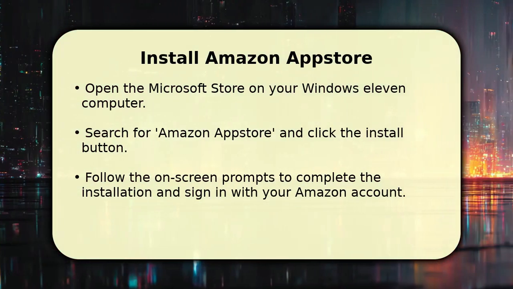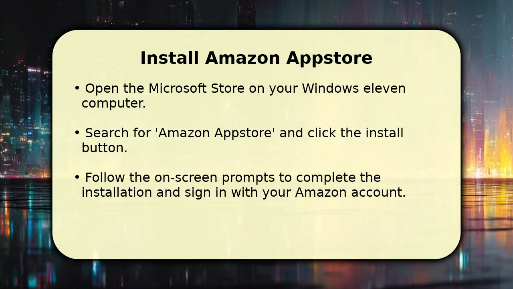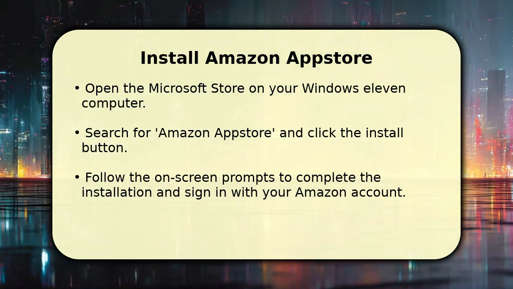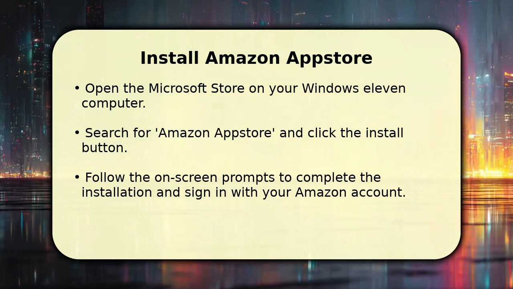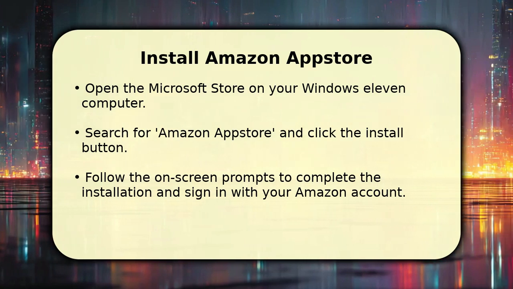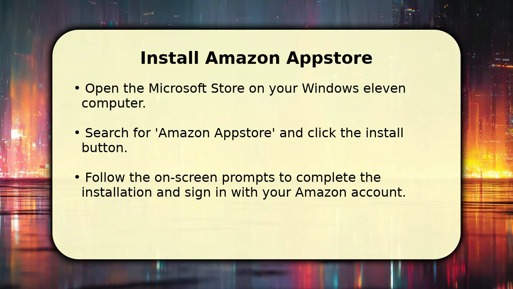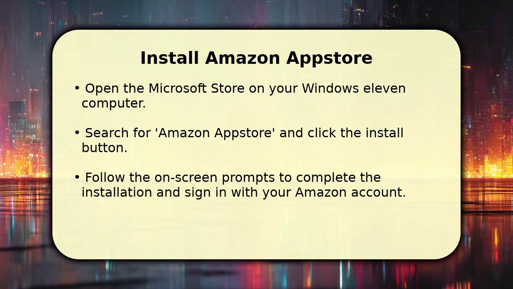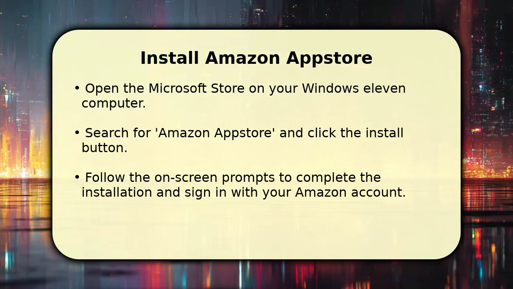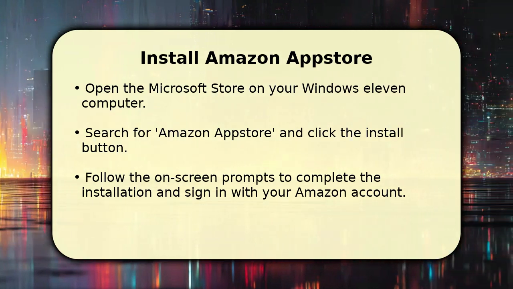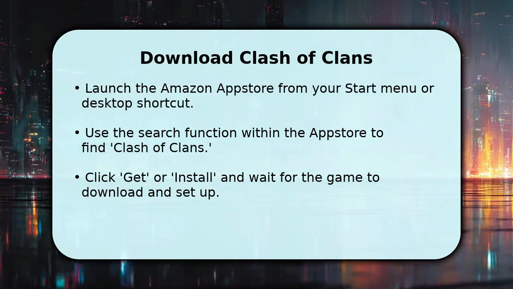With WSA enabled, it is time to install the Amazon App Store. Open the Microsoft Store directly from your taskbar or by searching for it. In the search bar at the top, type Amazon App Store and then click the Install button you see. Follow the simple on-screen instructions, which will guide you through the setup process. You will need to sign in with your existing Amazon account or create a new one if you do not already have one.